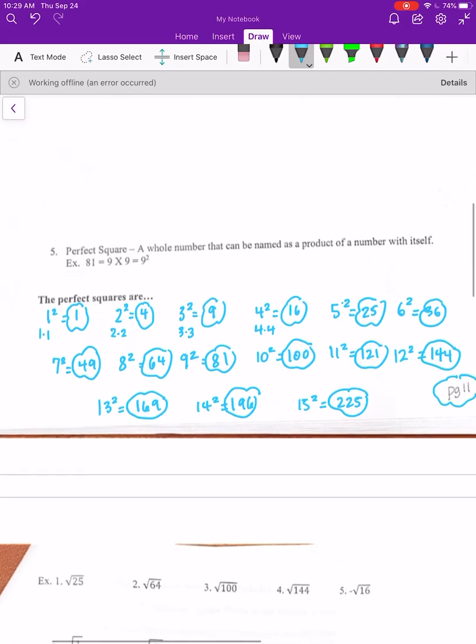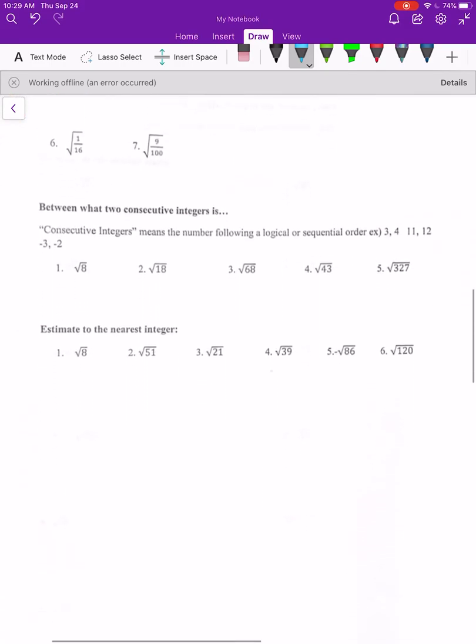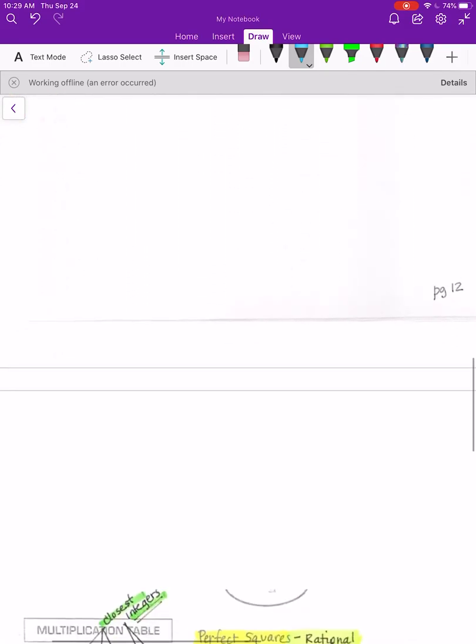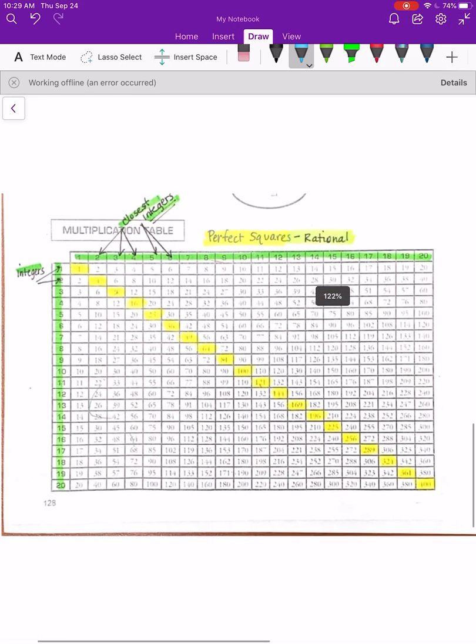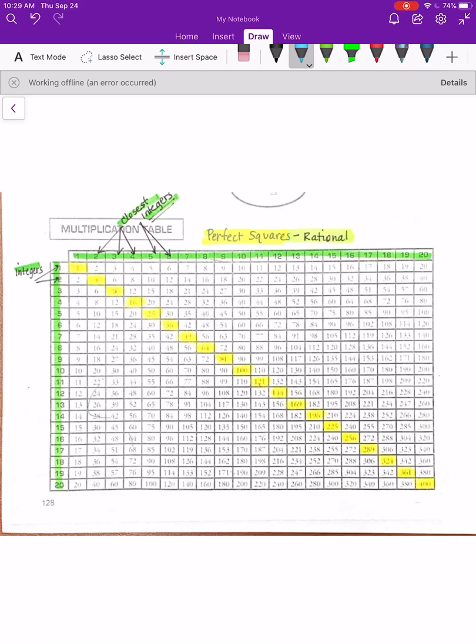Now, what I want you to do is in your agenda book, find your multiplication table. I'm looking at a copy of mine right here. And the perfect squares, which of course are rational numbers, we'll talk about that eventually, I highlighted in yellow. So I'd like you to do the same in your agenda book. Find a highlighter and highlight all the perfect squares in yellow.